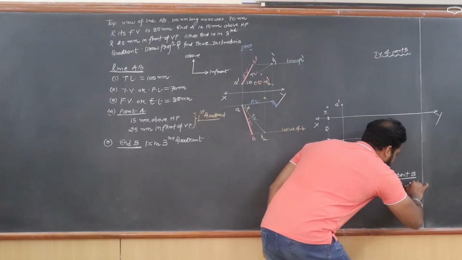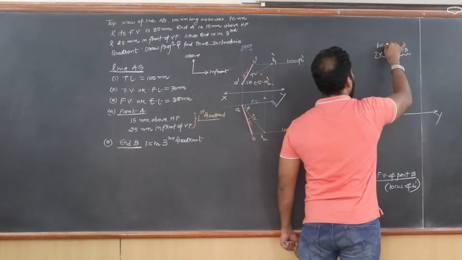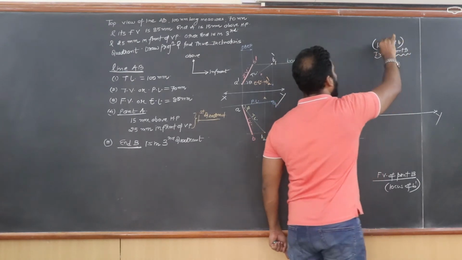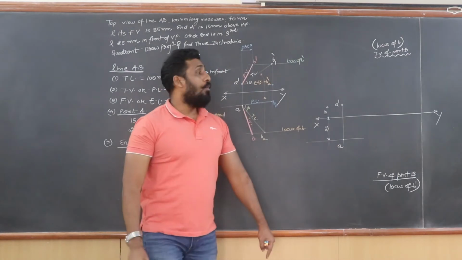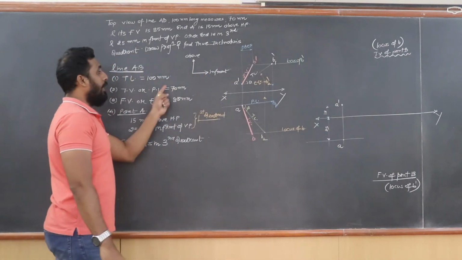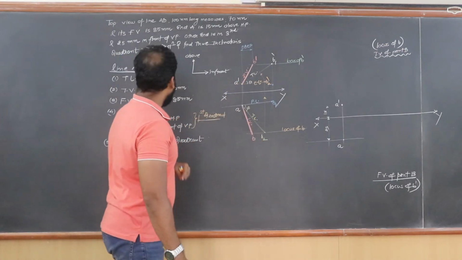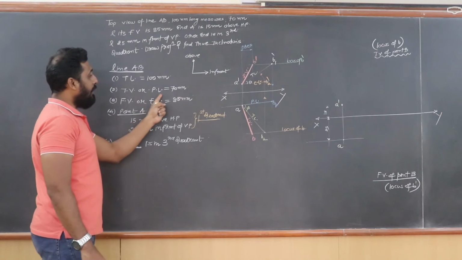So locus of B dash is going to be below the XY line, and locus of B is going to be above the XY line. Further, what things do I know? I know the true length. TL is given to me. Then he is telling us the plan length is 70 mm.